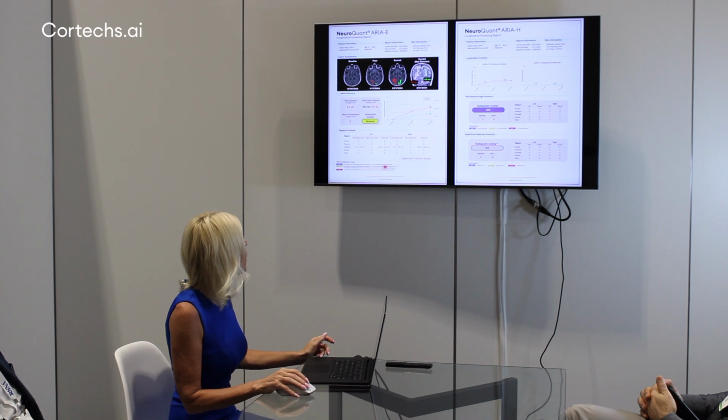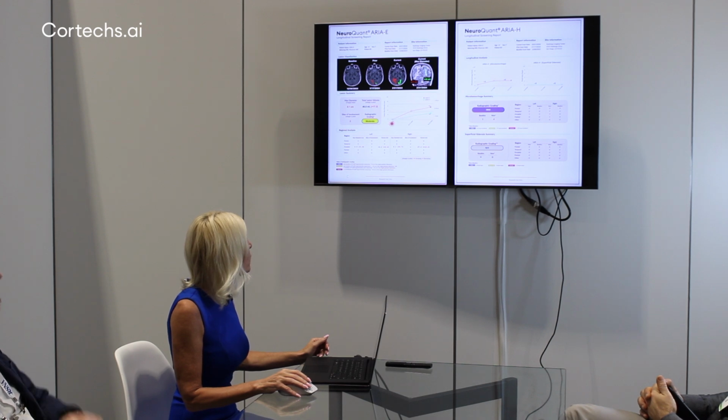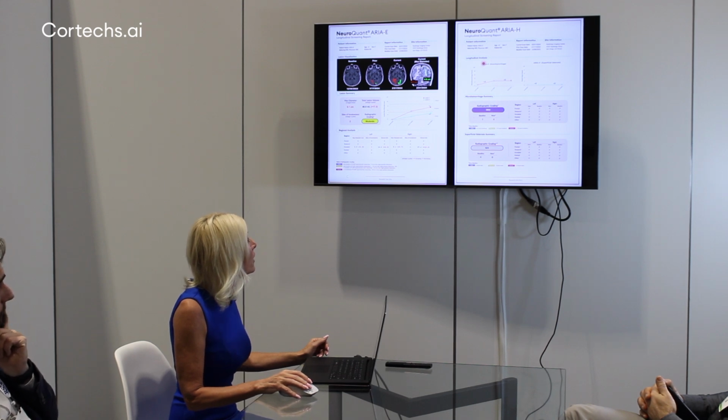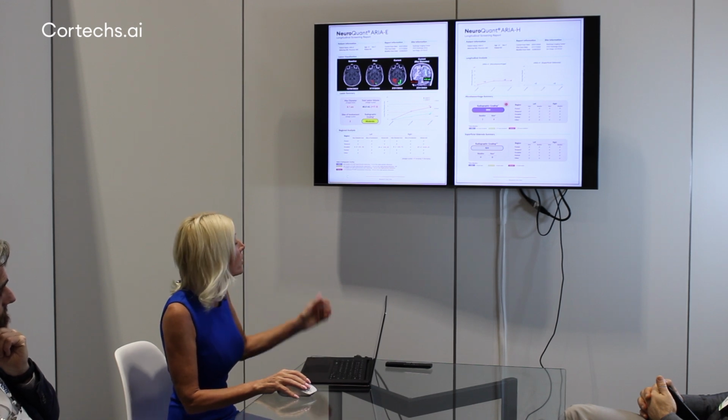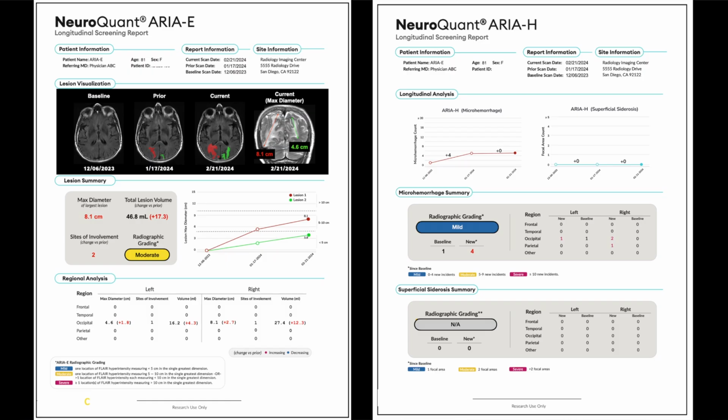So here's a NeuroQuant ARIA-E report, the ARIA-H report. Again, your maximal diameter, the sites of involvement, and the overall lesion volume and the change since the prior study, and a correct grading here of moderate ARIA-E. And then this is the plot graph here of baseline over the 2 MRIs that we had. And this is ARIA-H here, where here's the microhemorrhages plotted, and here's superficial siderosis, which the patient actually didn't have. And then it denotes here 1 baseline microhemorrhage, 4 new, with a radiographic category of mild.